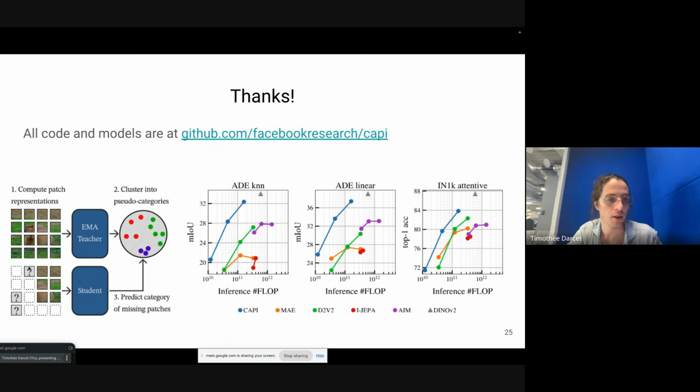Small summary of the method. You get some patch representation with the MA teacher, you cluster them, and you predict the category of missing patches. That's just what it is. It's quite simple. These are scaling plots compared to other models. You can see that it just works better at every scale. The gray one being DINOv2, which we don't beat.